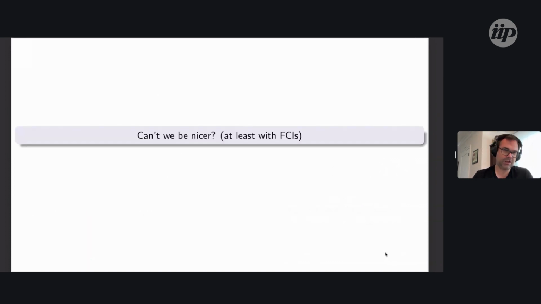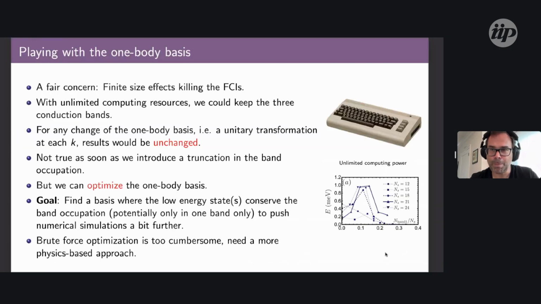So, this leads to the question, can't we be nicer? Especially with the FCIs. A fair concern: we know that we have lots of finite size effects. We know it already from the Hartree-Fock calculation. So maybe the reason why band mixing kills the FCI is that the correlation length is a bit bigger. In that case, you need to reach much bigger system sizes to potentially stabilize an FCI. But unfortunately, we don't have unlimited computing resources, and so we cannot keep the 3 bands and do a large enough system size calculation.